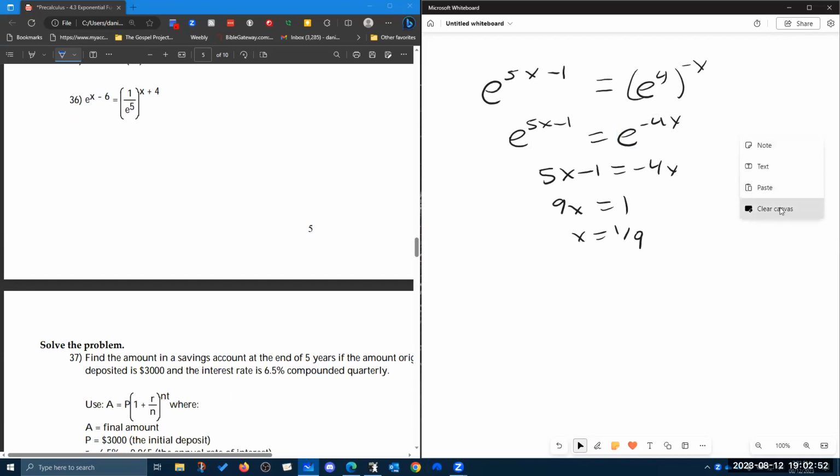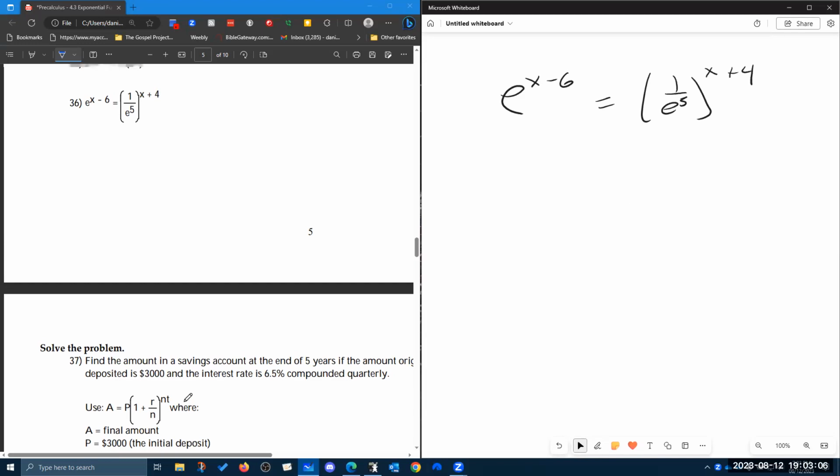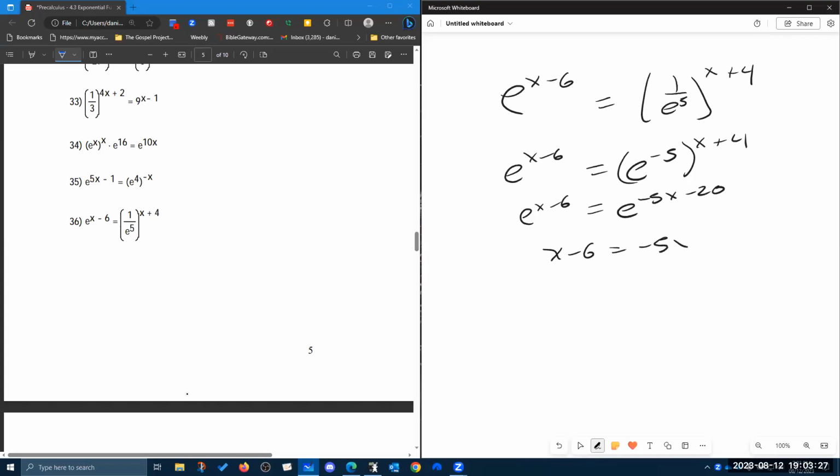We're going to finish up with number 36 here. e to the x minus 6 is equal to 1 over e to the 5th raised to the x plus 4. This is going to be e to the x minus 6, e to the negative 5th raised to the x plus 4. e to the x minus 6 equals e to the negative 5x minus 20. x minus 6 equals negative 5x minus 20.